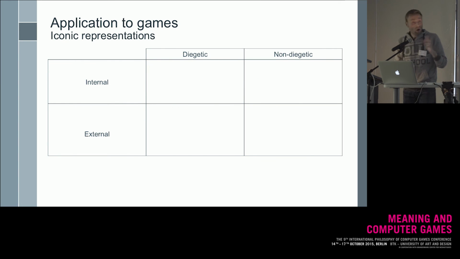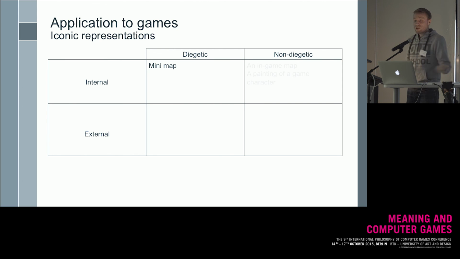So let's proceed to iconic representations. They are, again, four possibilities. I hope that some of them will be obvious. So a diegetic internal iconic representation is a minimap. If I have a minimap, it is a part of the interface, and it shows me something about the internal structure of the game.